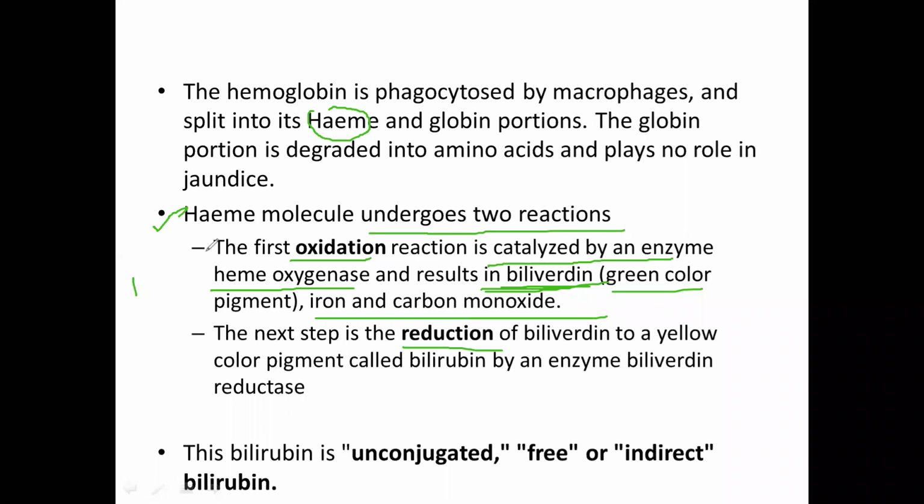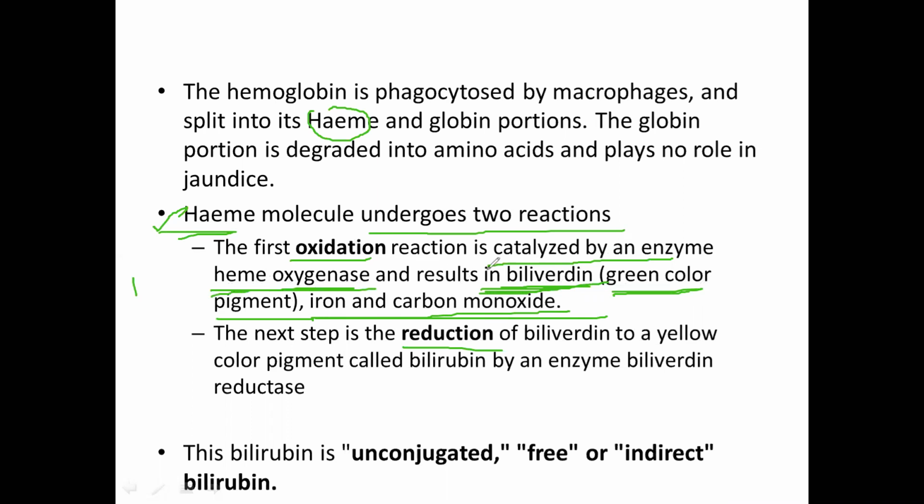So after oxidation of this heme part, in the first step, it will result in the production of biliverdin, iron and carbon monoxide. This biliverdin is usually a green color pigment, and it is catalyzed by heme oxygenase, which is an enzyme.